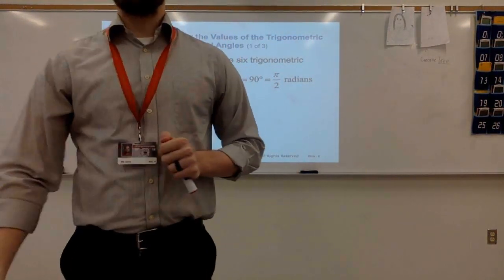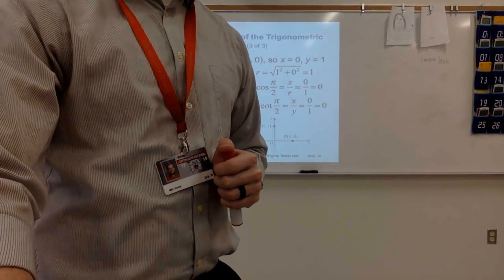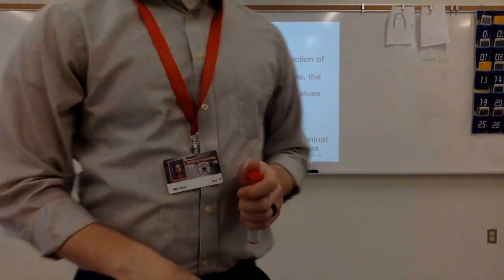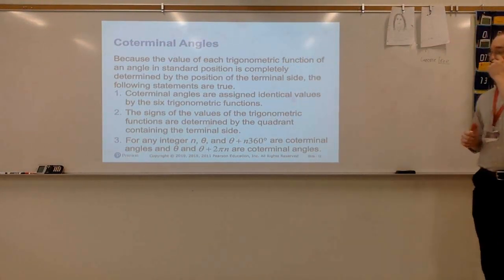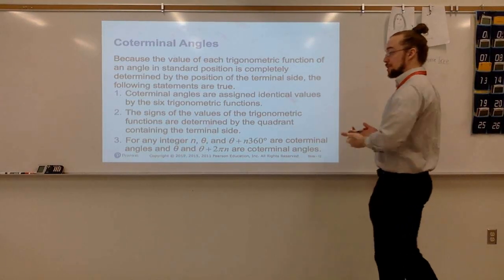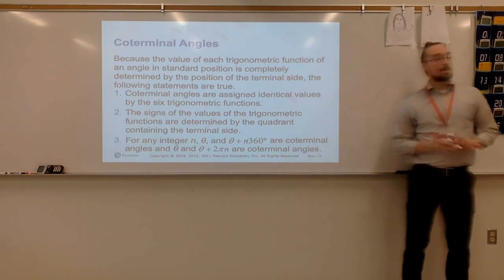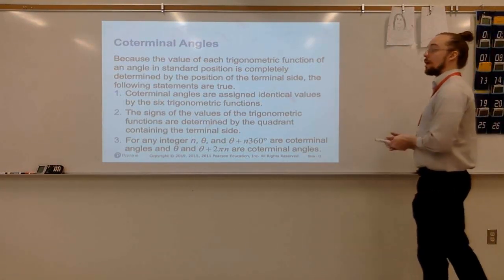Actually, we're going to save this part for tomorrow because this is part of building the unit circle. So we will do that tomorrow. And today we talked about coterminal angles. We've already talked about coterminal angles a little bit. Coterminal angles are just angles that end in the same spot. Angles that have the same terminal side.